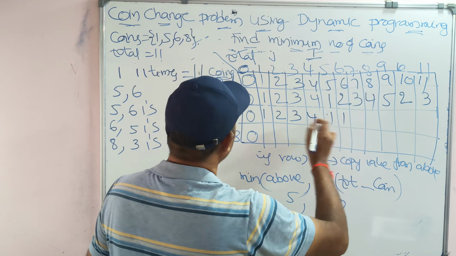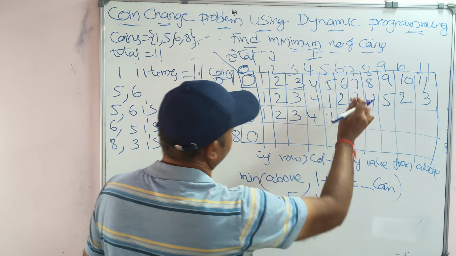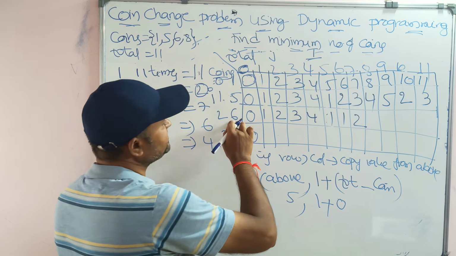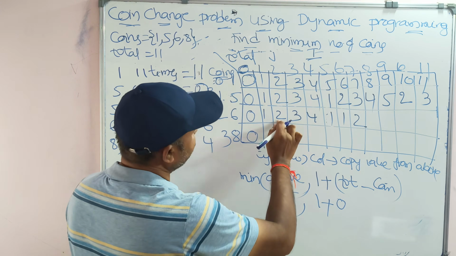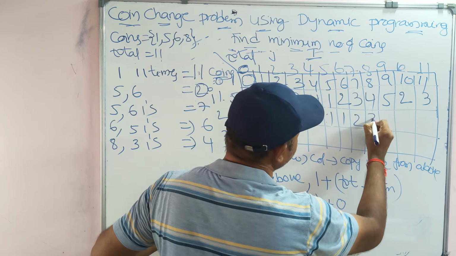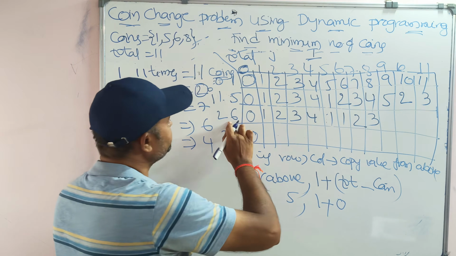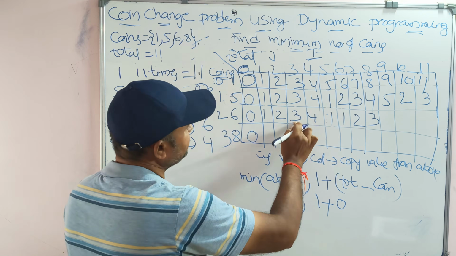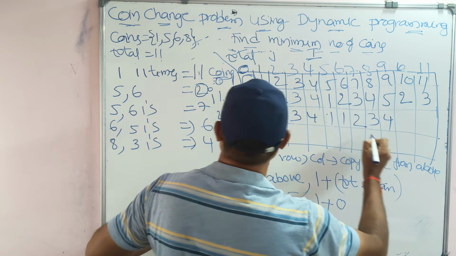Next, for 7, 2 coins are required. Next, for 8, 8 minus 6 means 2. So 2 contains this 2. 2 plus 1 means 3. Next, 9 minus 6 means 3. So 3 column contains 3. So 3 plus 1 means 4.